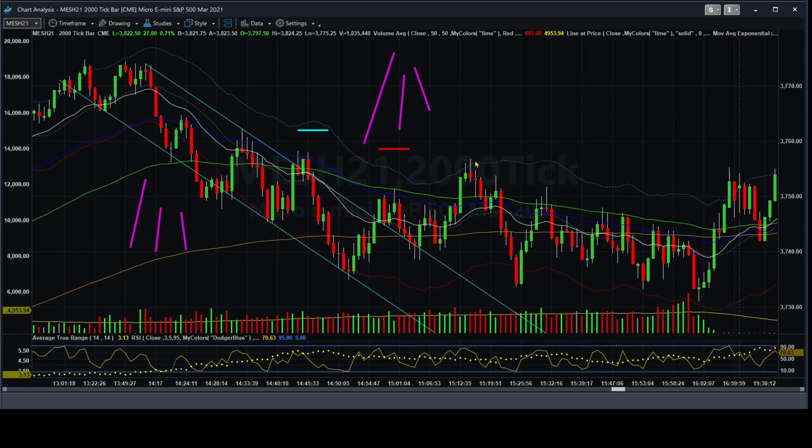This would have worked also if we had a resistance level here. And we actually have our important resistance level here that comes from here. You can see this point there.